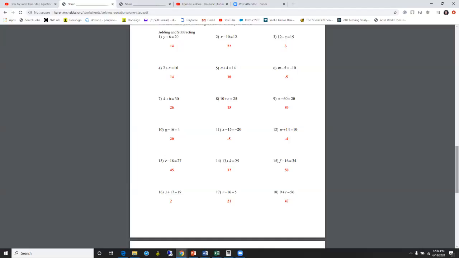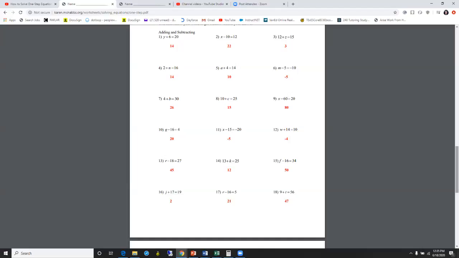Let's look at number 5. The equation is a plus 4 equals 14. Always keep in mind, what we do on one side, we do to the opposite side of the operation that's being done, in order to get the variable by itself. We're trying to get this a by itself. We had a positive 4, a plus 4, but now we need a negative 4.